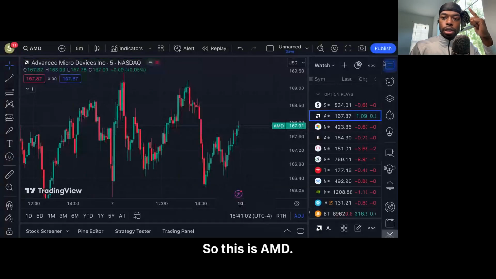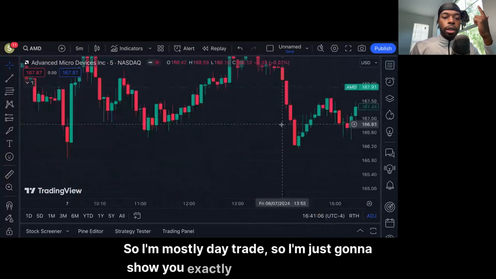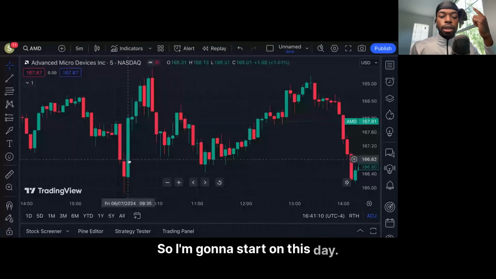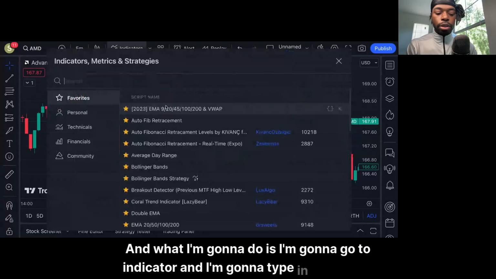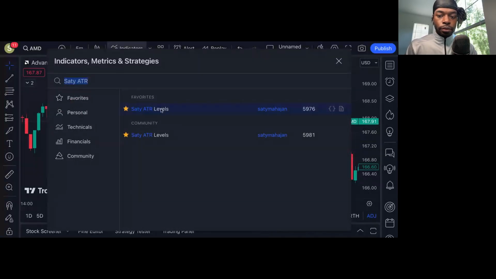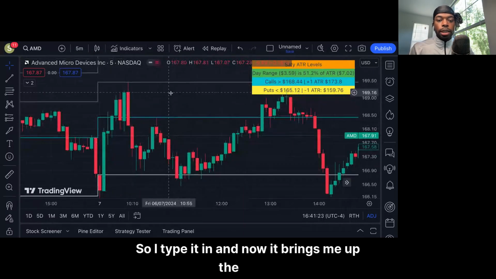So this is AMD. I'm looking at the 5-minute time frame. I'm mostly a day trader, so I'm just going to show you exactly how I use it for my day trades. I'm going to start on this day. So this is June 7th, Friday. And what I'm going to do is I'm going to go to indicator, and I'm going to type in Saty ATR. So I type it in, and now it brings me up the ATRs.